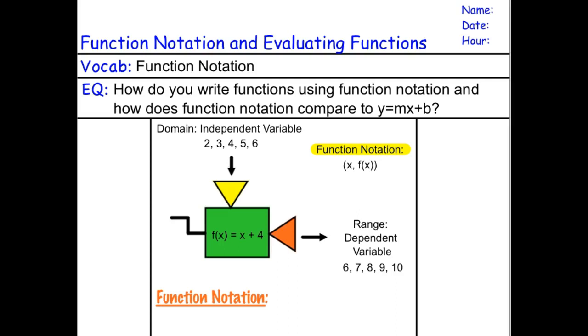Now, function notation is x, comma, f of x, which previously this was always y. And it's just saying that y is a function of x. F of x does not mean f times x. It means that x is the independent variable that's put into the function.